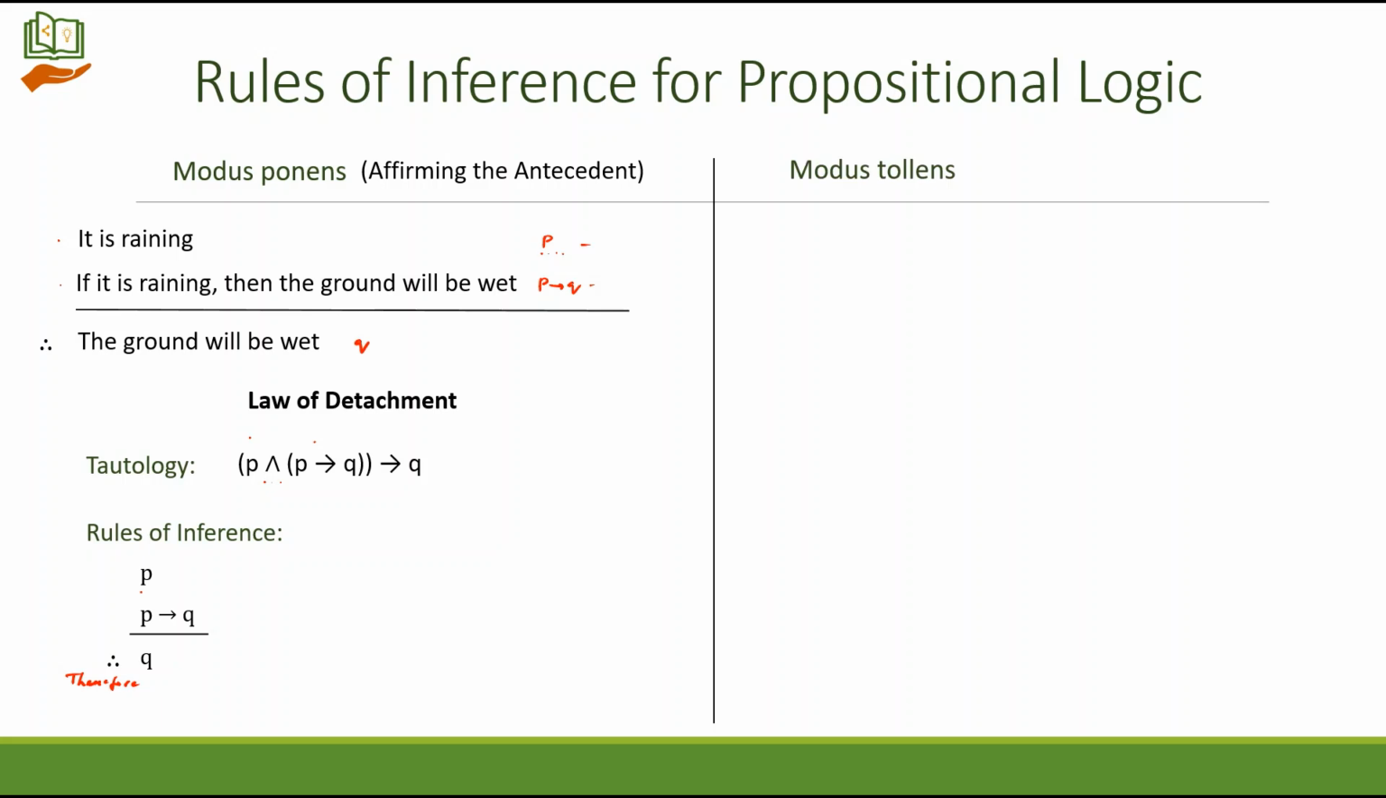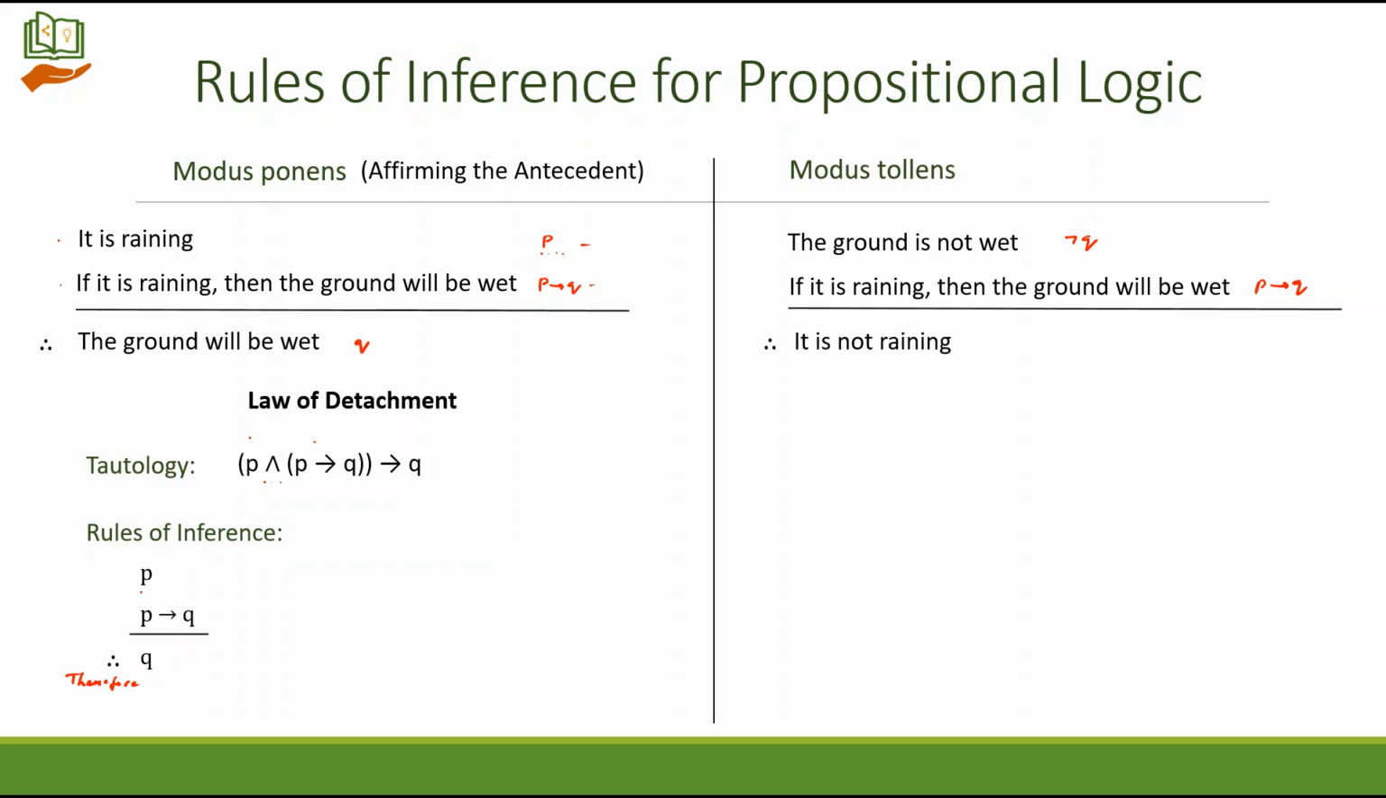Now we'll move on to the next rule of inference, Modus Tollens. We'll take the same statement: if it is raining, then the ground will be wet. We have P implies Q. Now what they say is the ground is not wet. This is actually the negation of Q. If the ground is not wet, what should we infer? You can take it another way: what should we understand? It has not rained. Only if it is raining can we find the ground to be wet. When we say the ground is not wet, we can infer that it has not rained. So here the conclusion will be it is not raining, which is the negation of P.